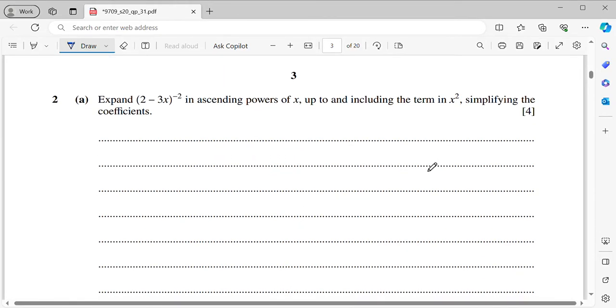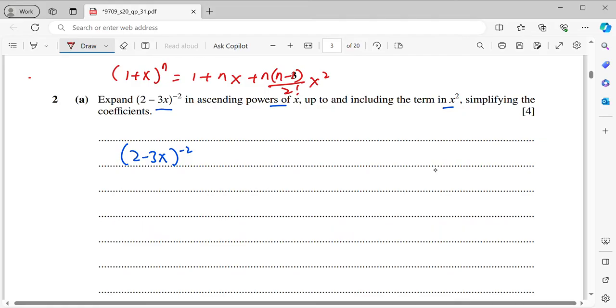Okay, next question, 2a. Expand (2 minus 3x) to the power of negative 2 in ascending powers of x up to and including the term in x squared, simplifying the coefficients. We have a formula here, which is (1 plus x) to the power of n, whereby n is any real number. It will be 1 plus nx plus n times (n minus 1) over 2 factorial x squared. The condition for using this is that the first term is 1, followed by plus.